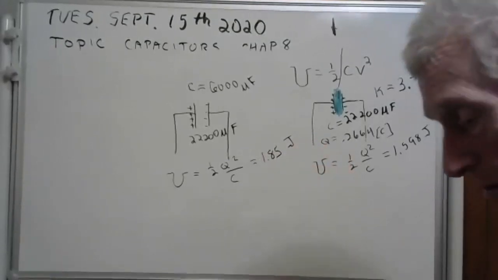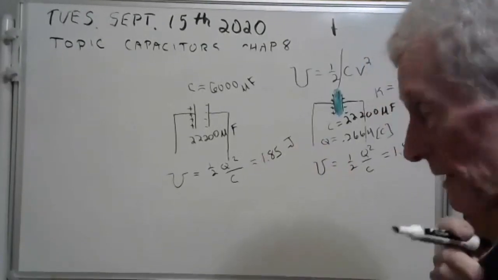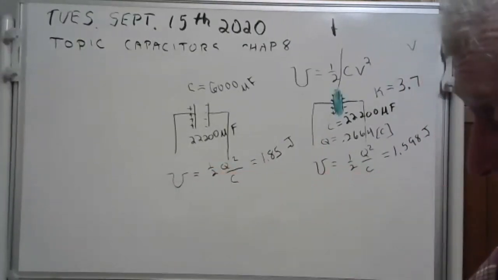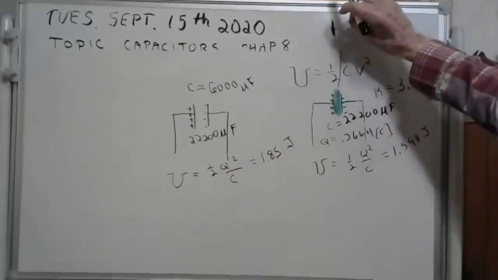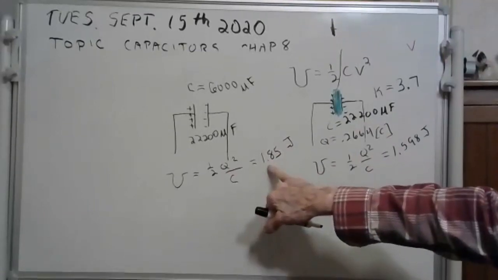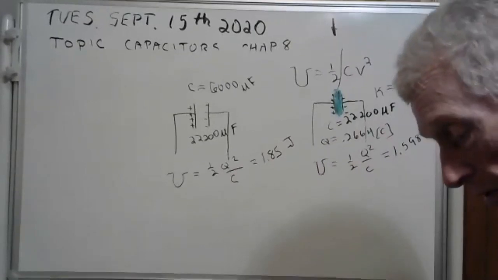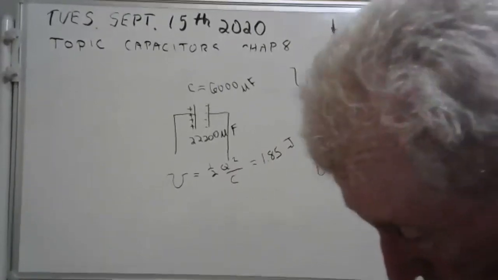Gee whiz, we got a little more energy now after we pull the paper out. Where did that energy come from? It didn't come from the battery because the battery's not there. You pull that paper out and the energy went up a little bit. Not much, but it went up. Where did the energy come from? A mystery for you to worry about.